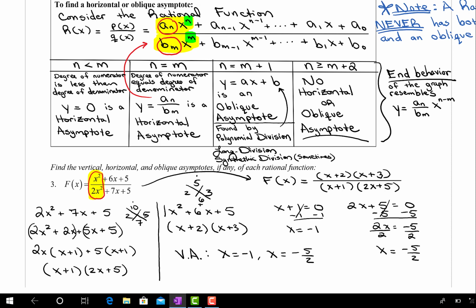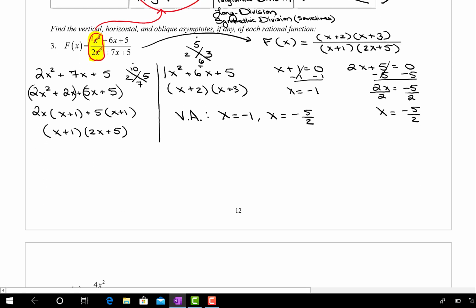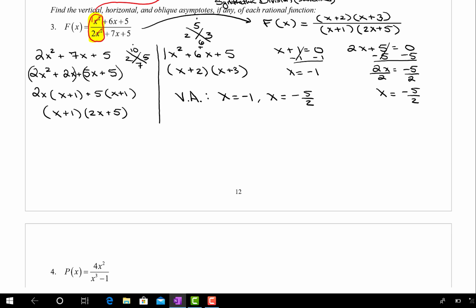2 is equal to 2. The degrees are equal to each other. So imagine I were to cancel these out. What would be left? I would just have 1 over 2, right? So basically my horizontal asymptote is going to be y equal to 1 over 2, or y equal to 1/2. And that's it. It's as easy as that. Okay, but let me go ahead and write down the steps here for anyone that needs to see this written down.